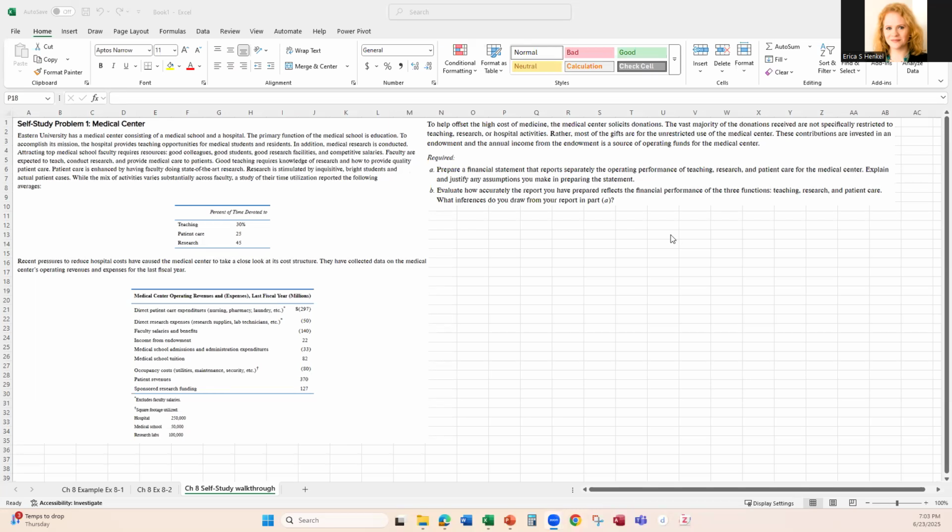So in our last, or in the self-study problem that I had included for a medical center, they're walking through what are the best ways to allocate out some of these different expenses. During the chapter, they walked through a couple of different methods for allocating costs out. So the direct method for allocating costs, let me just pull this up here really quick.